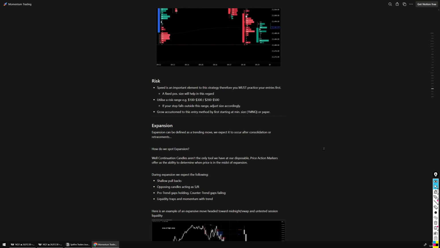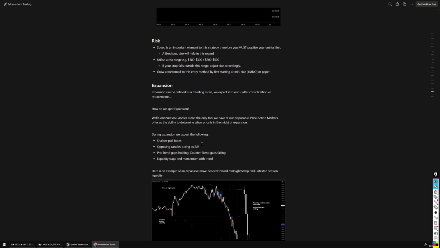So the final section is all about expansion. Again, this is how we determine that price is indeed moving with momentum, but is also potentially expanding, and how we catch those big trendy moves. Expansion can be defined as a trendy move. We expect it to occur after consolidation or retracements. So how do we spot it?